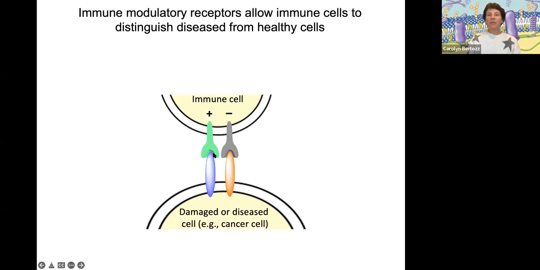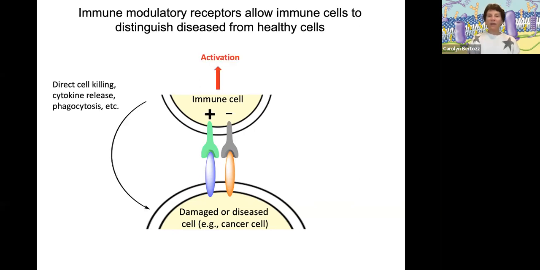Some of those receptors are activating receptors, like this green shape. Those activating receptors are looking for ligands on the target cell that present evidence of damage. If those activating receptors cluster at this synapse between the immune cell and the target cell at high enough density, they will deliver this activating signal and cause that immune cell to activate, which then leads to a response to kill the target. The nature of the response depends on the specific type of immune cell.